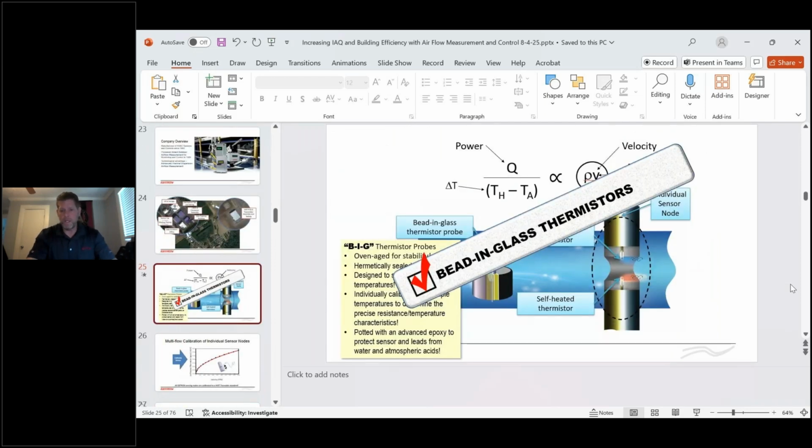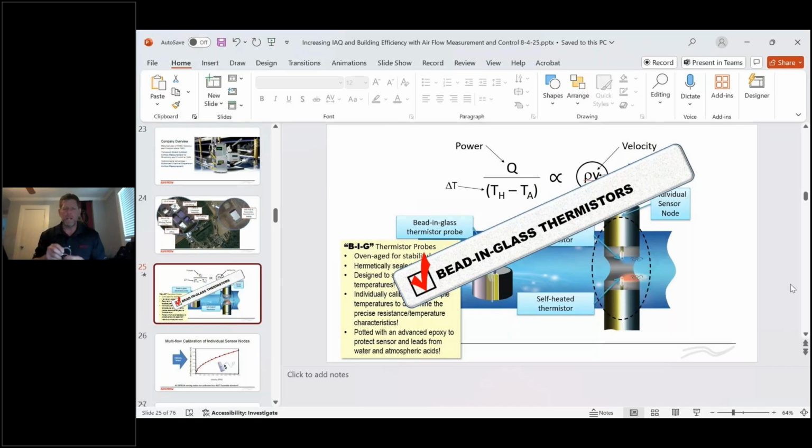Since I'm not in my presentation mode like I'd like to be, this slide gets a little cumbersome, but the heart of Ebtron is this thing called a bead glass thermistor. It's the sensing node that utilizes the bead glass thermistors.